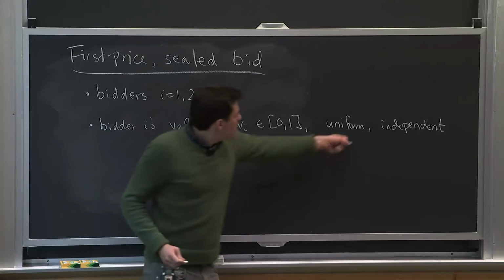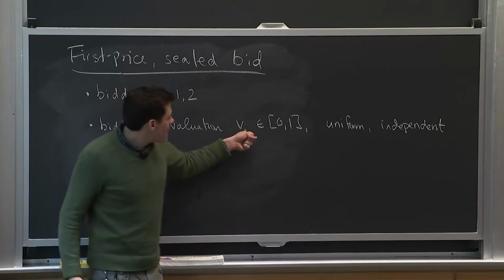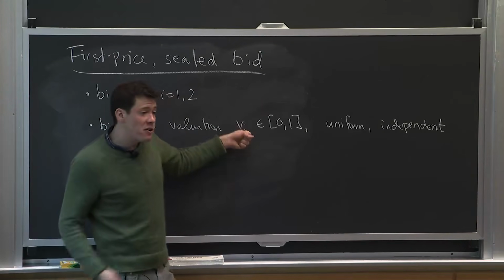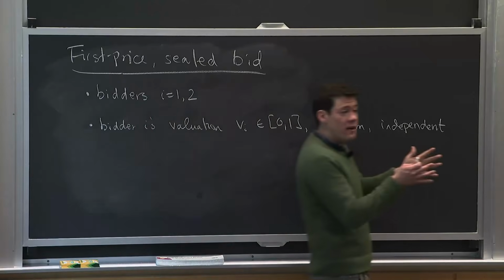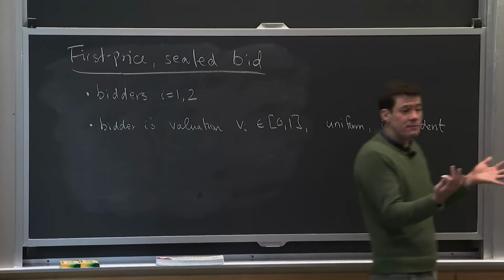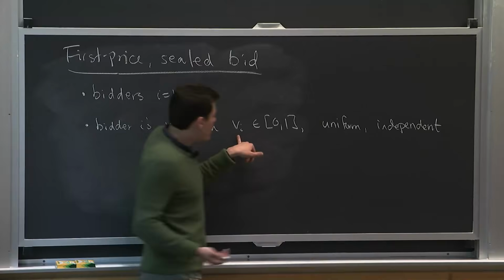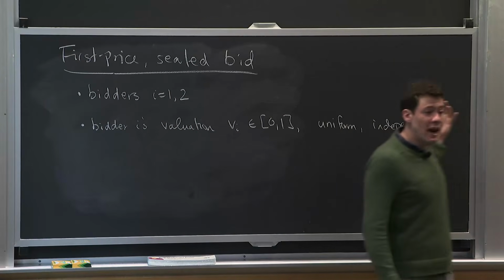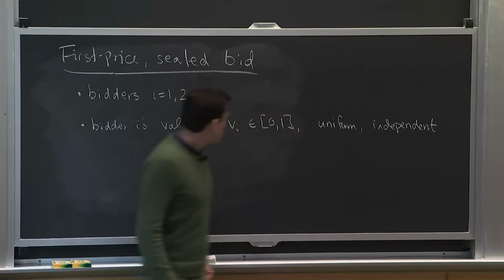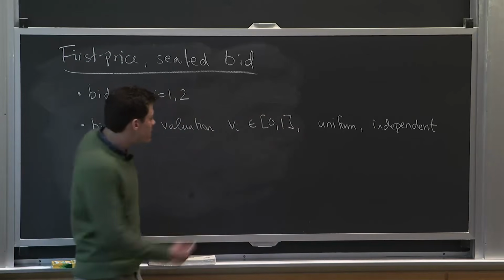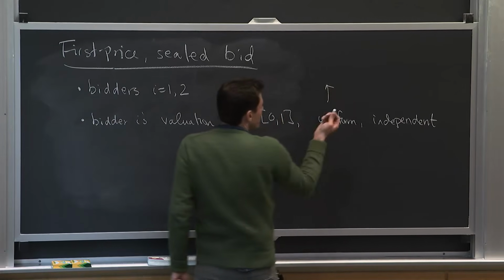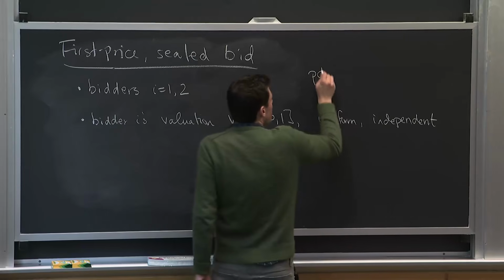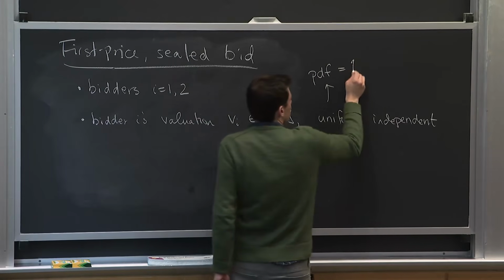Uniform just means that the probability that my value is in any subinterval of [0, 1] is just the length of that interval. So the probability that my value is between 0 and 0.2 is just 0.2. So it's pretty easy to calculate these probabilities with uniform distributions. Another way of saying that, if you've taken some probability, is the PDF, the probability density function, is just 1.